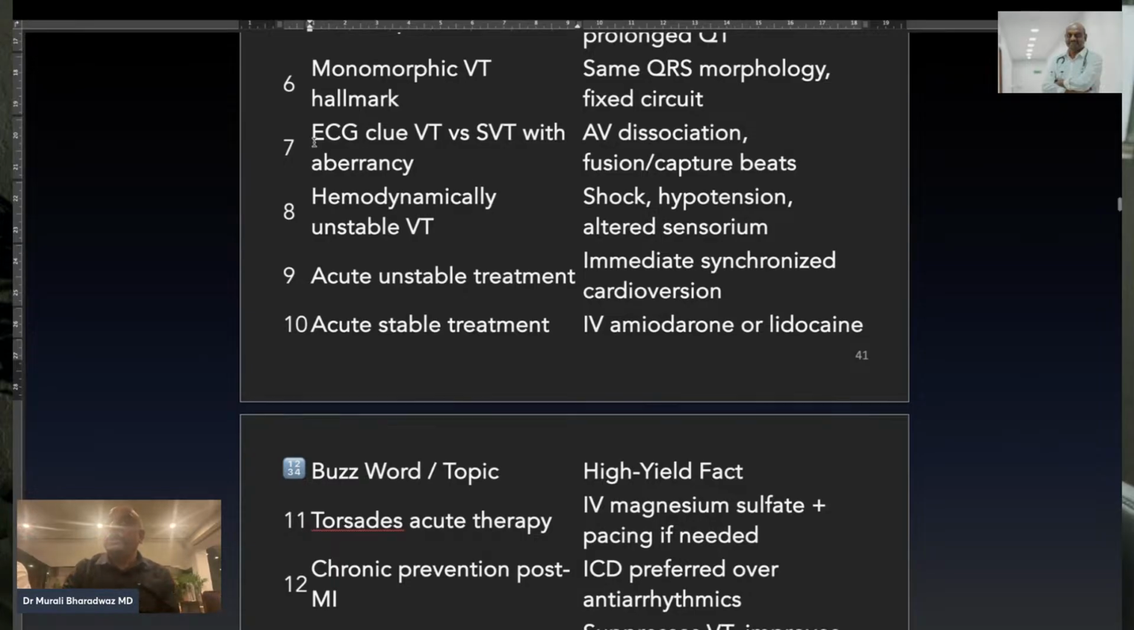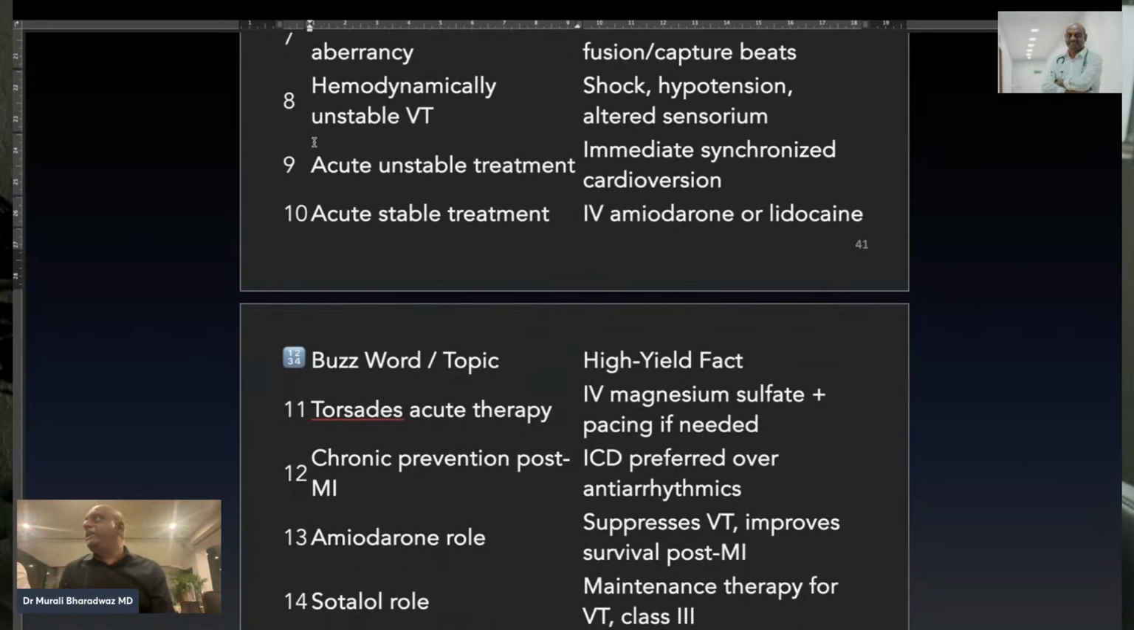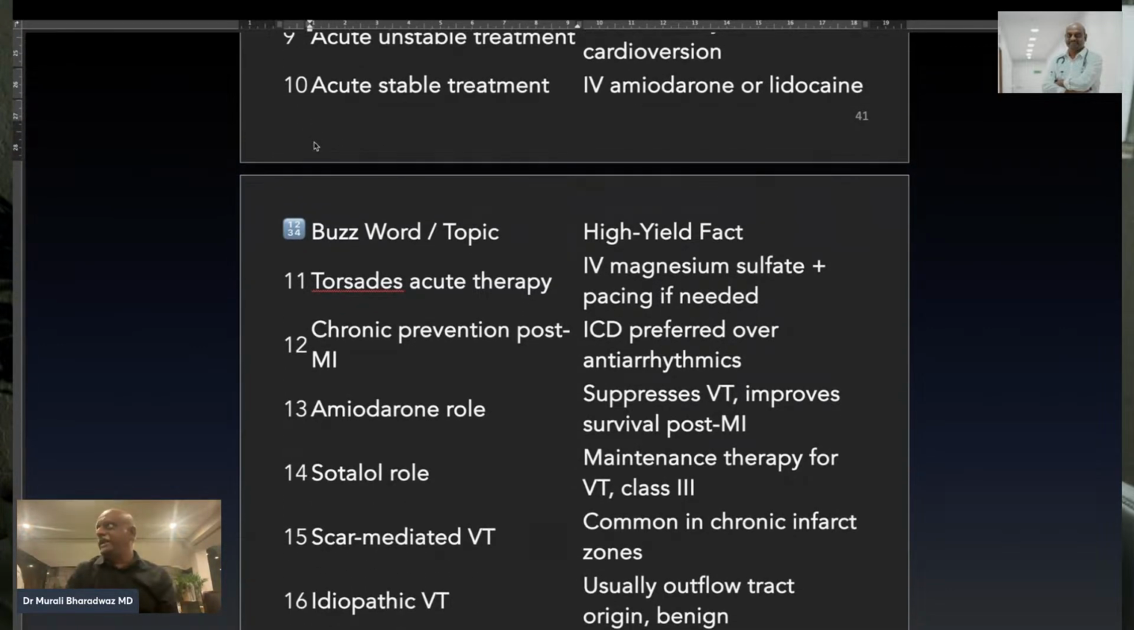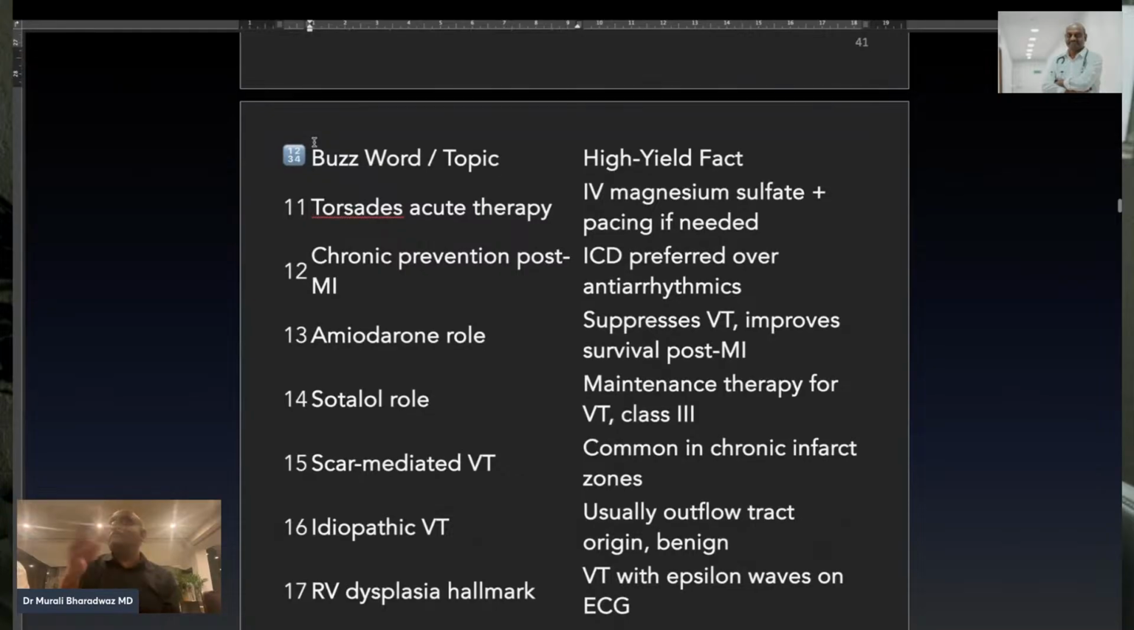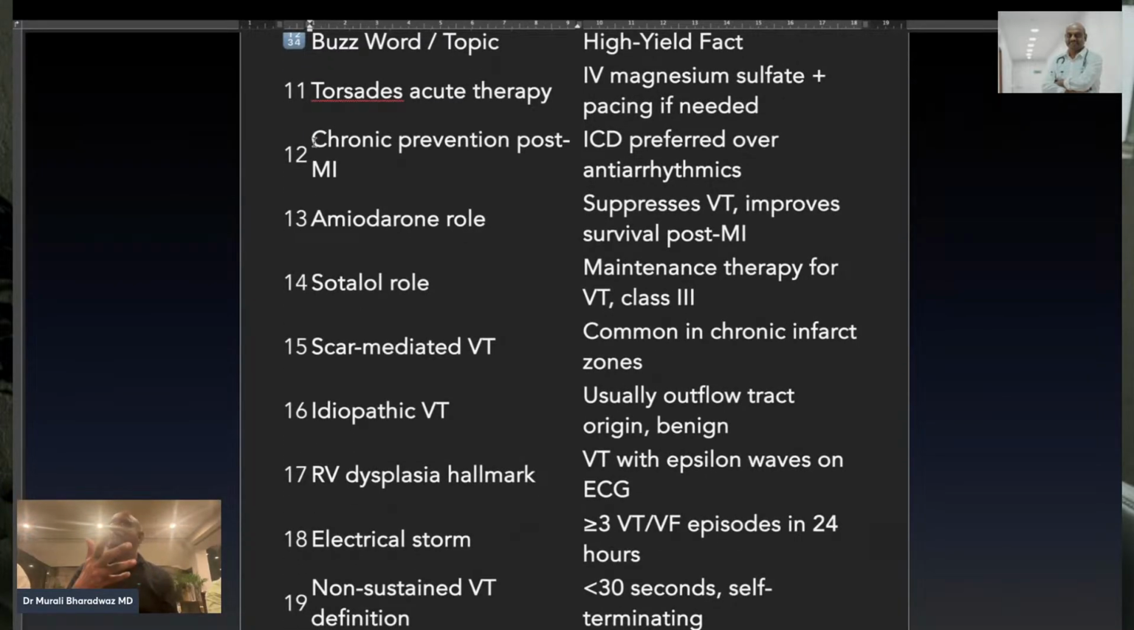So what is the acute stable treatment? IV amiodarone and/or lidocaine. If there is torsades, what is the treatment? Don't forget: IV magnesium and pacing if needed. Then chronic prevention in VT is ICD, the automated intracardiac defibrillator.